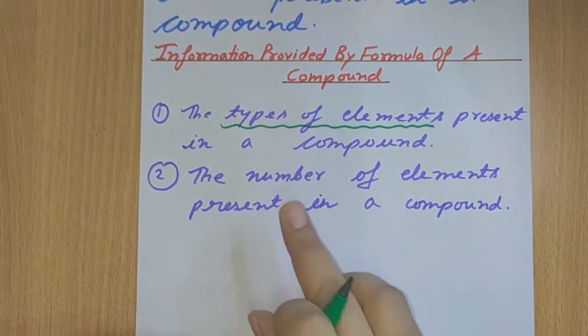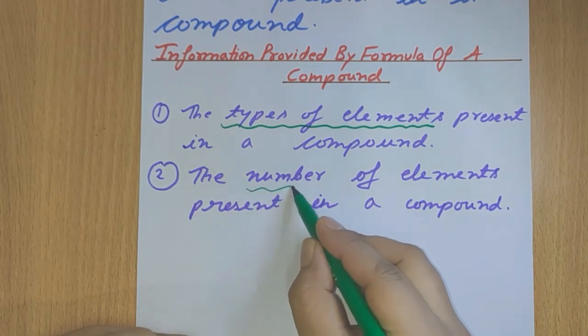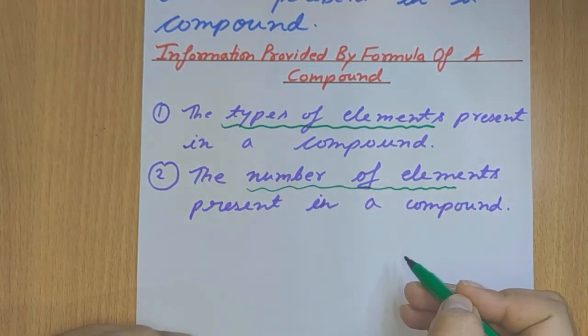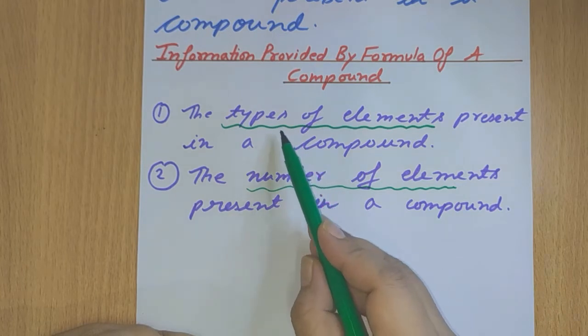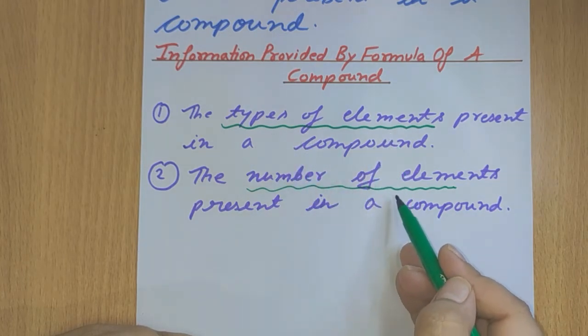Second one is what? The number of elements present in a compound. So these are the two basic information provided by the formula of a compound. First, the types of elements present, and second, the number of elements present in a compound.